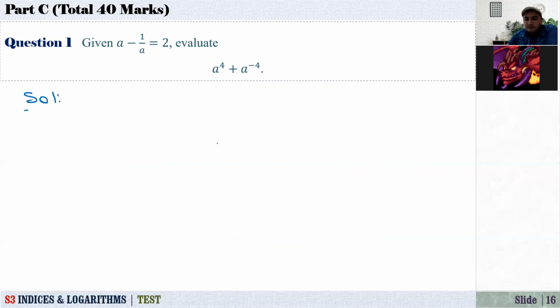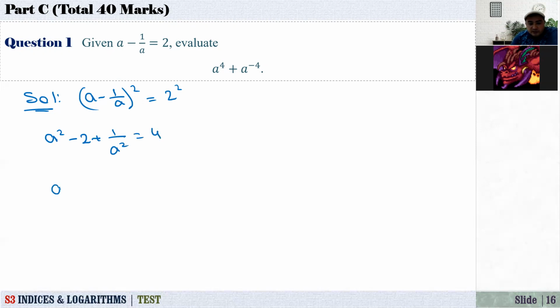And usually, how can we do this? Since here we have a minus 1 over a equals 2, if you just square both sides, I have (a minus 1 over a) squared is equal to 2 squared. On the left-hand side, we have a squared minus 2 times a times 1 over a, which is just 1, plus 1 over a squared, that's equal to 4. Now from here, a squared plus 1 over a squared, take negative 2 to the right-hand side, is equal to 6.